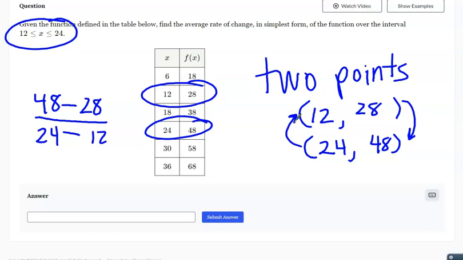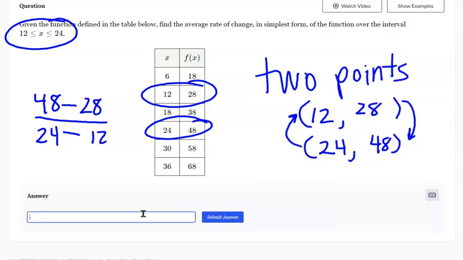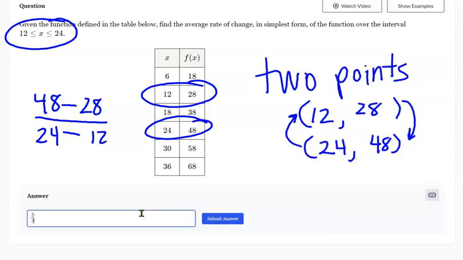So let's compute the math for 48 minus 28 and 24 minus 12. I suggest entering the entire fraction at one time. You don't need to show any partial math here. Once entered, the calculator will reduce it for you. So we're going to type 5/3 here in the answer box.